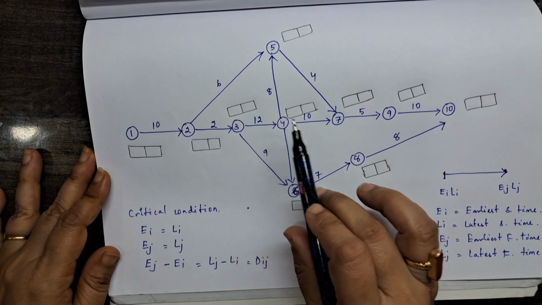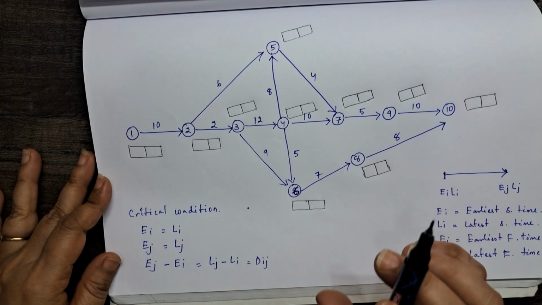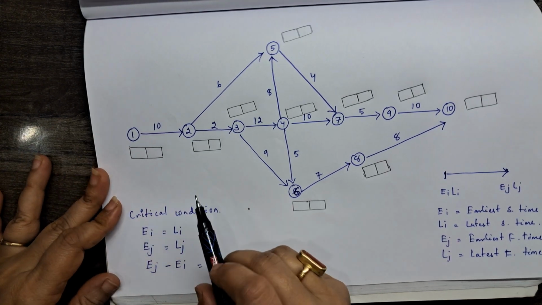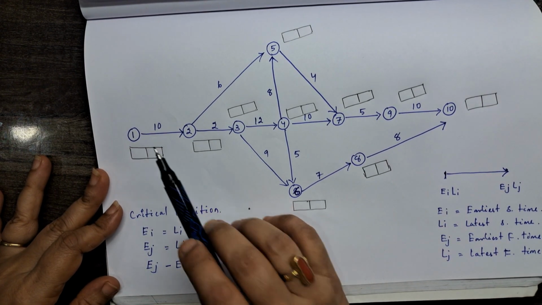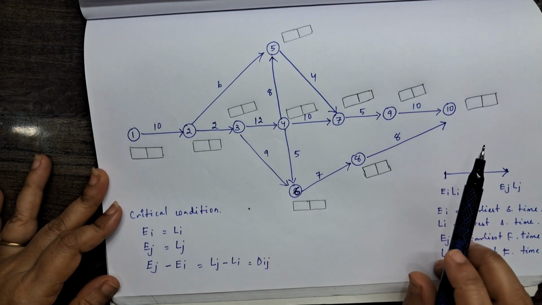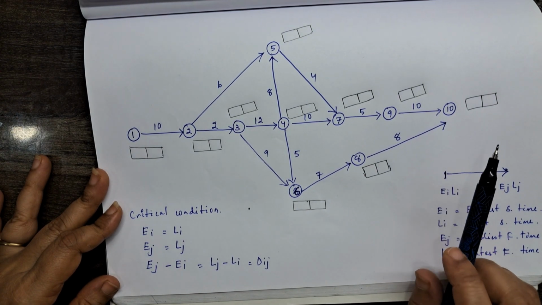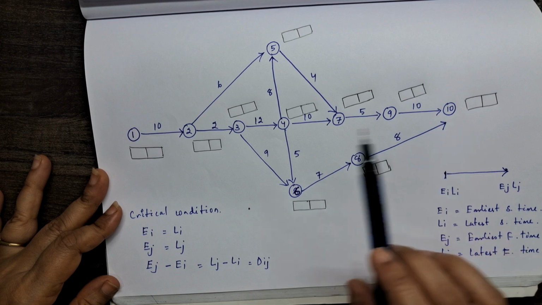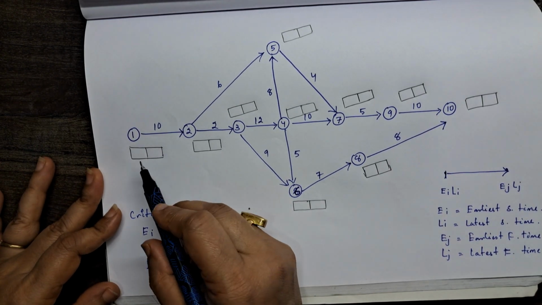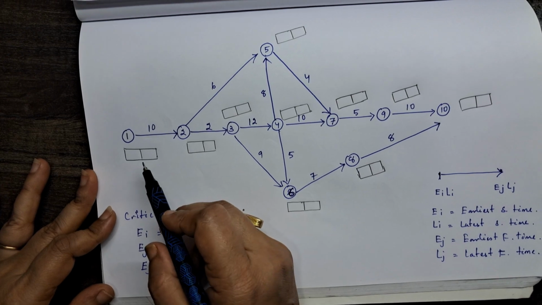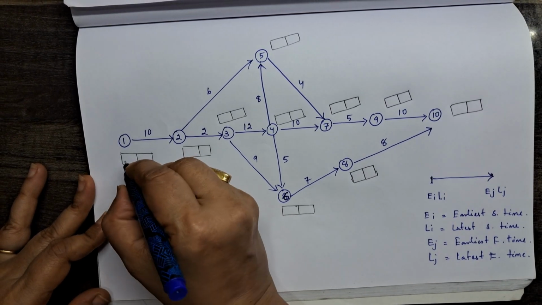So this is the network given in the question. We'll start the forward calculation. Moving from left to right is the forward calculation of the network, and moving from right to left is the backward calculation. To do the forward calculation, first we'll start from 0.